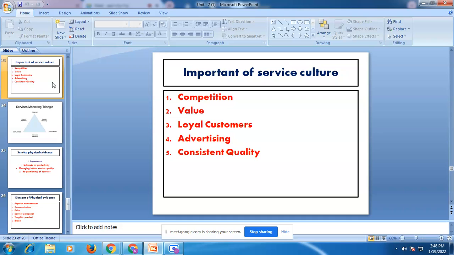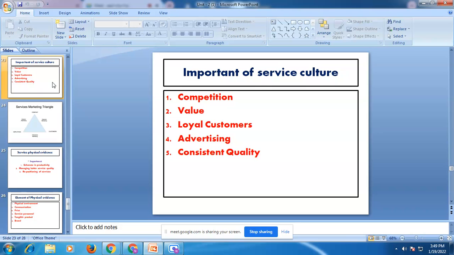Next is advertising. Advertising is a big part of an organization's budget in marketing. However, service firms gain new customers through word of mouth advertising, as customers recommend the service in their close group. If there is a good service culture, the word of mouth activity or advertising will become more and more efficient and effective.